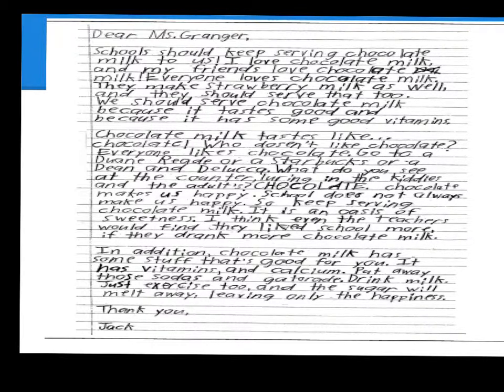So I'm going to start reading Jack's letter. Let's follow along as I read it again, and let's see where I can put in that piece of evidence from Miss Dobbins, the nutritionist for the Dairy Association, that chocolate milk has the same 9 essential vitamins as regular milk. So schools should keep serving chocolate milk to us. I love chocolate milk, and my friends love chocolate milk. Everyone loves chocolate milk. They make strawberry milk as well, and they should serve that too. We should serve chocolate milk because it tastes good and because it has some good vitamins. I'm going to stop there.